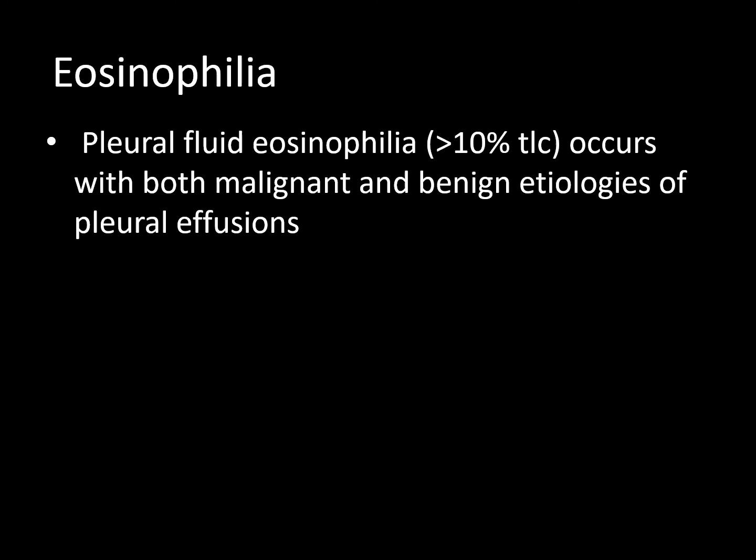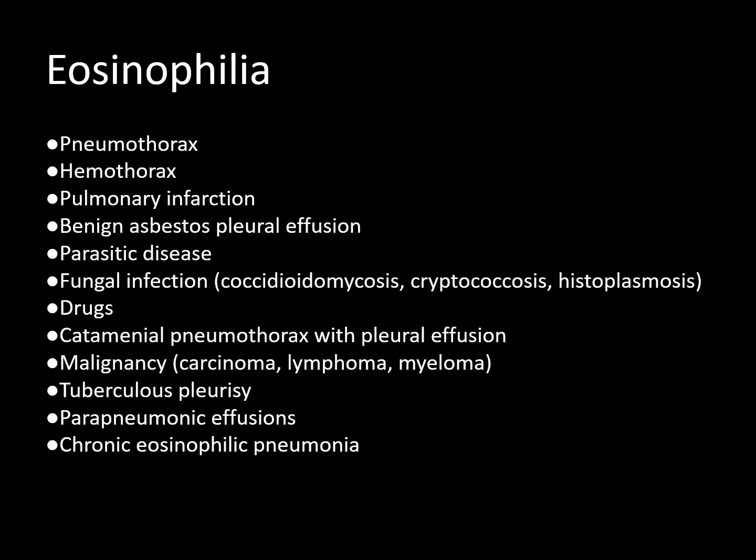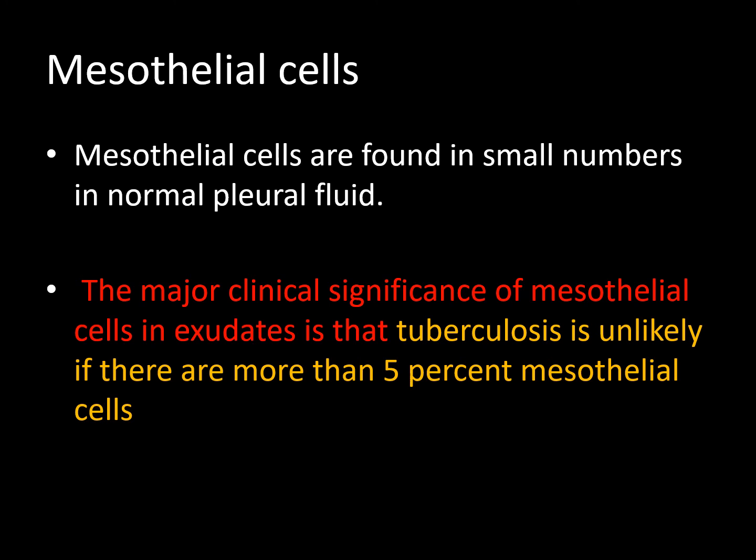Eosinophilia: pleural fluid eosinophilia of more than 10% occurs with both malignant and benign etiologies of pleural effusions. Etiologies include pneumothorax, hemothorax, pulmonary infarction, parasitic infections, fungal infection, drugs, catamenial pneumothorax, tuberculous pleurisy, parapneumonic effusion, and chronic eosinophilic pneumonia. Mesothelial cells are usually found in very small numbers in pleural fluid, but the major clinical significance, in case of exudate, is that their absence is more important. TB is unlikely if there are more than 5% mesothelial cells. If they are absent, then we should suspect tuberculosis.